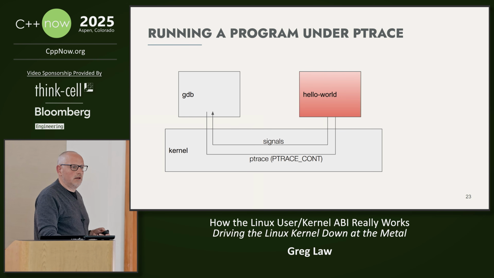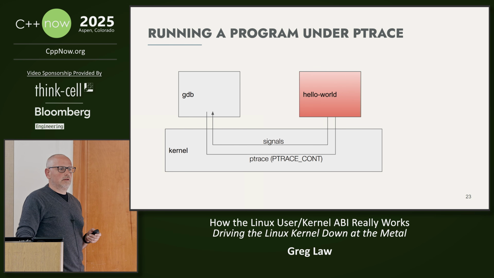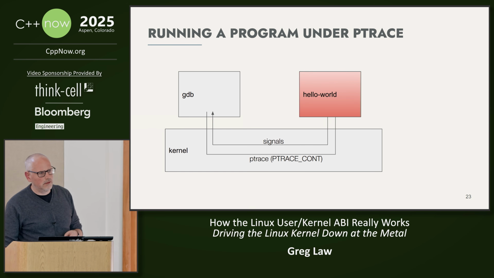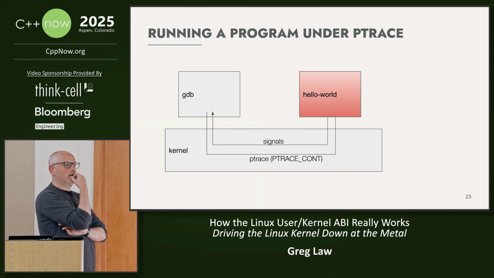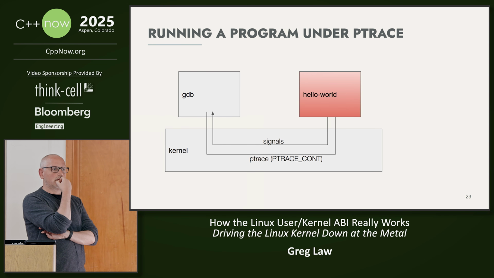Question, Richard? Is hello world in this example signaling GDB, on that control signal? The kernel gave an interrupt to hello world, but then the debugger needs to know it. So does it need to go, oh, hey, by the way, I got a signal? Does the process signal GDB, or does the kernel signal GDB?